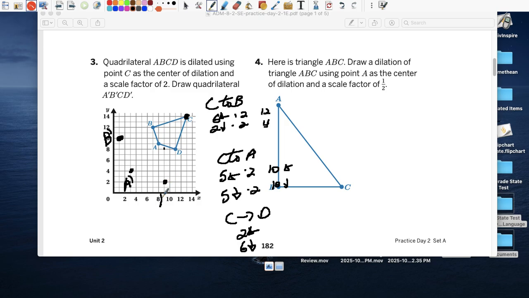There's point D prime. So if you were to connect the dots, this is what you get. Similar, right? Corresponding sides are proportional, and the angles are congruent. All right, that wasn't that bad.